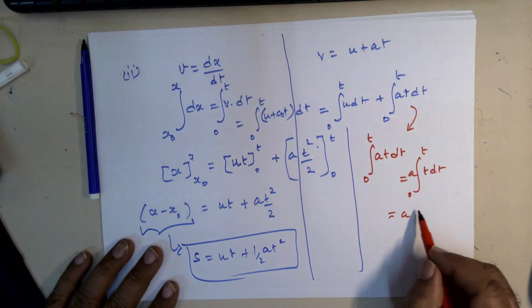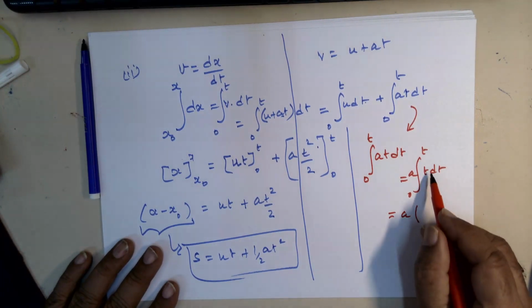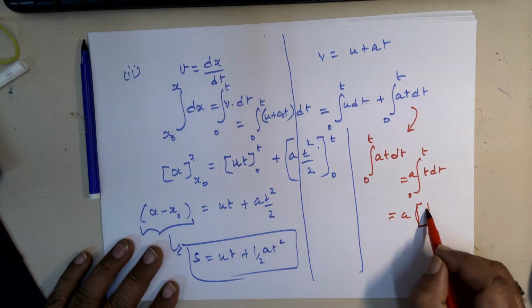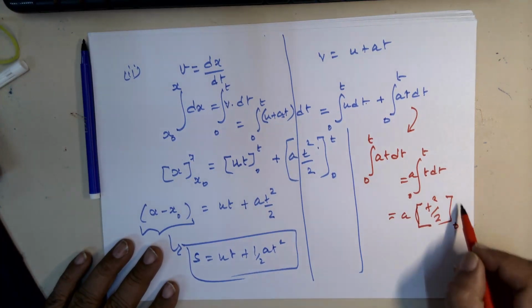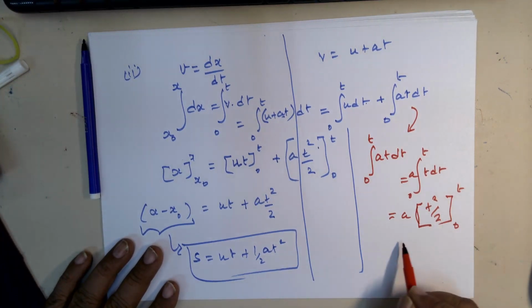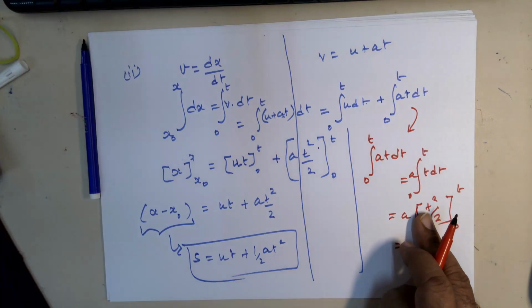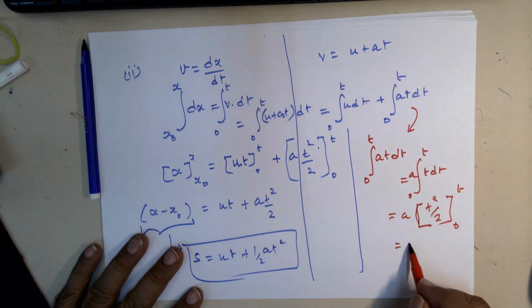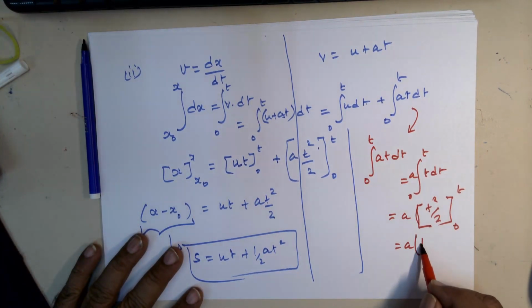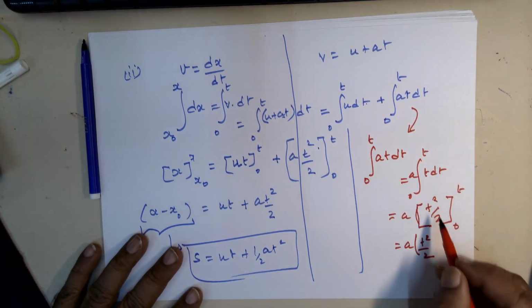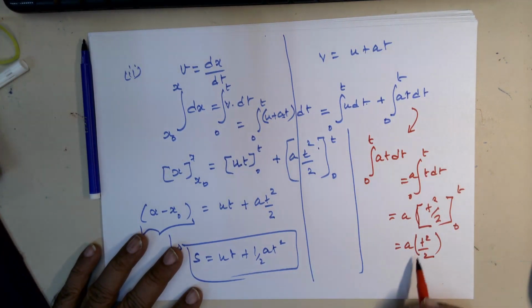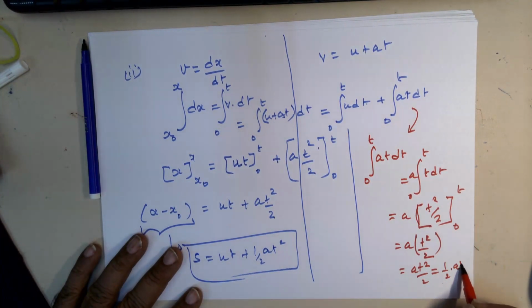Therefore, a into t squared by 2, close the bracket, and between the limits 0 and t. So when you substitute t, it becomes t squared only. So a into t squared divided by 2. And 0 means everything becomes 0, so you can close it. That is why it is a t squared by 2, which I have written as 1 by 2 into a t squared. Okay.